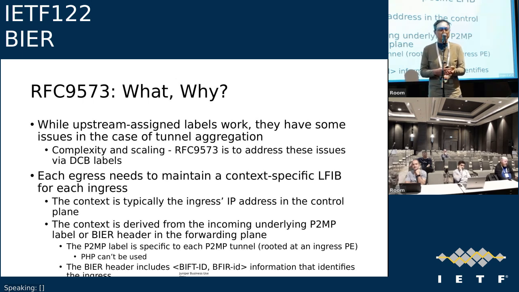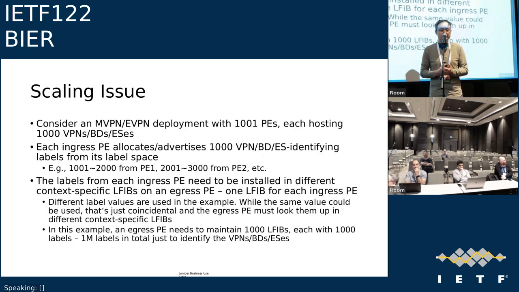So from that incoming base tunnel label, you know the context-specific LFIB. In the BIER case, the BIER header contains the information that will lead to that context-specific LFIB. So we do have to use that information in the packet to identify the LFIB to do the next lookup. That's doable, it's just some complexity. But the major problem here is a scaling issue that we want to avoid.